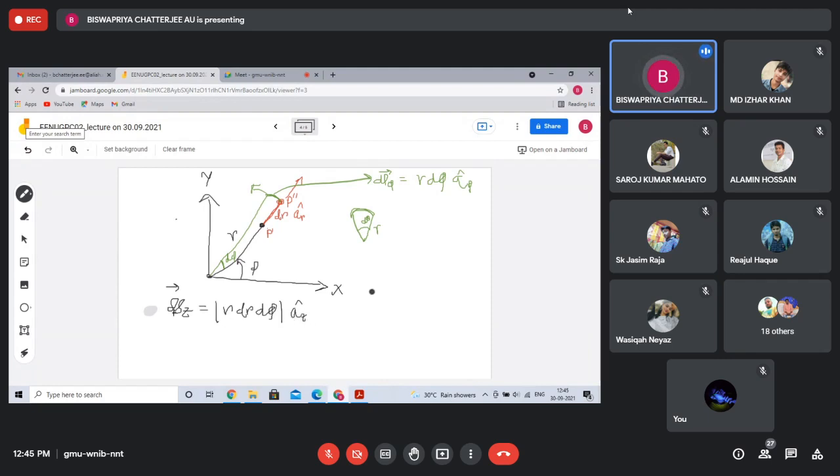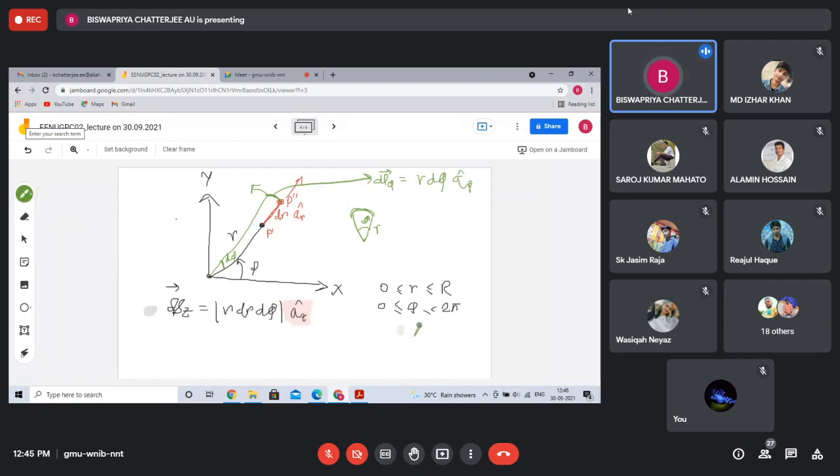So if I give you the range, r is varying from 0 to capital R, and phi is varying from 0 to 2 pi, can you tell me what is the surface area? You forget about a z cap for the time being. You just treat only the magnitude part. Yes, the answer is pi r square.